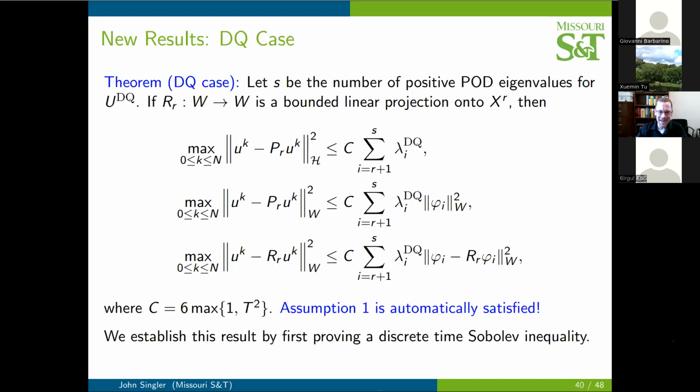We did a discrete time Sobolev inequality, and in the case of difference quotients, or if you think of time derivatives, whatever, we were able to get these bounds and get some optimality for these reduced order model error bounds for the heat equation, at least.